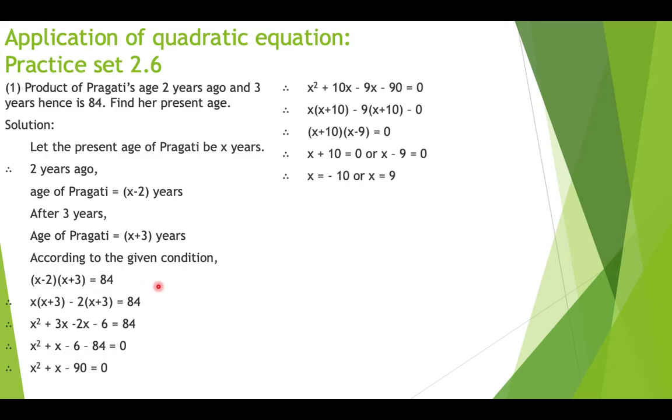So therefore, after you solve this quadratic equation by using the factorization method, you are going to get x plus 10 is equal to 0 or x minus 9 is equal to 0. So we can say that x is equal to minus 10 or x is equal to 9.